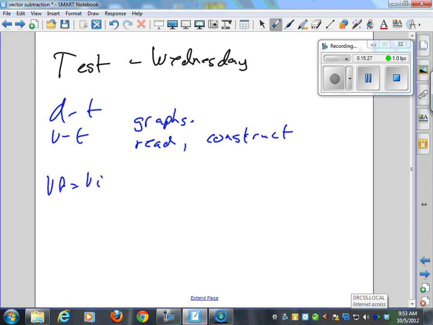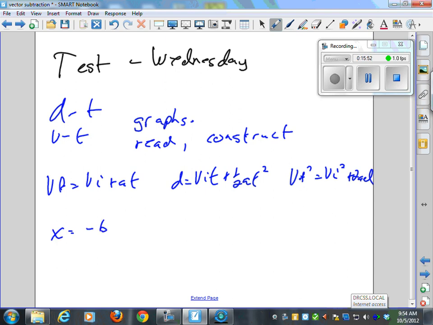VF equals VI plus AT. D equals VIT plus a half AT squared. And VF squared equals VI squared plus 2AD. Right? And if you've done enough problems, you'll just know them. Oh, you're also going to have on your cheat sheet x equals minus b plus or minus square root b squared minus 4ac all over 2a.